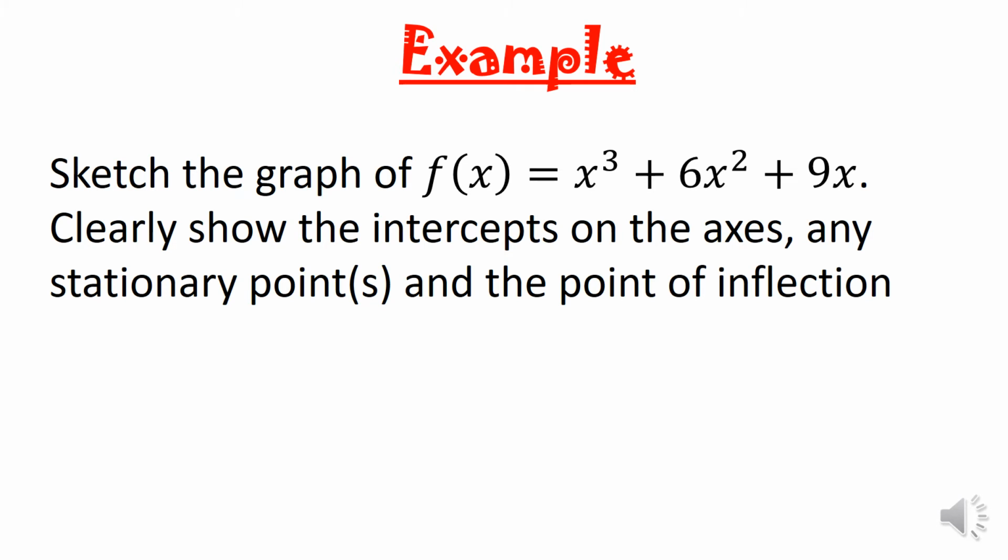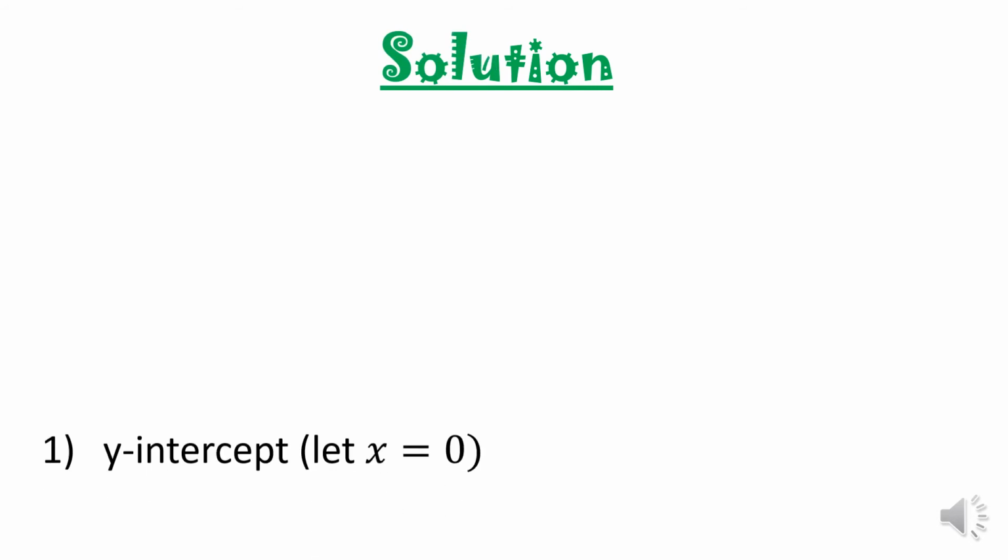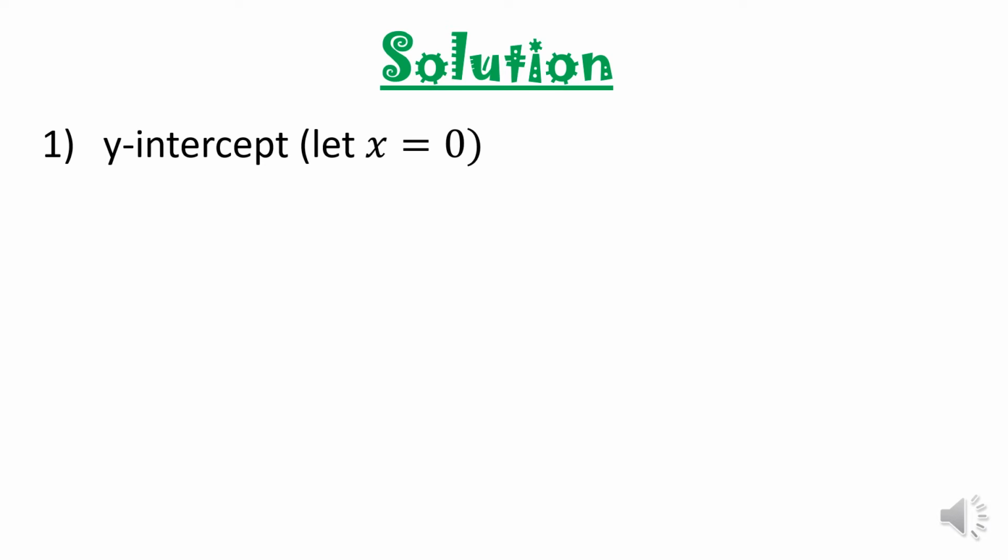In this example, it says, sketch the graph of f of x, which is equal to x cubed plus 6x squared plus 9x. Clearly show the intercepts on the axes, any stationary point or points, and the point of inflection. If we follow the steps that we've stated before, the first step says we need to work out the y-intercept.